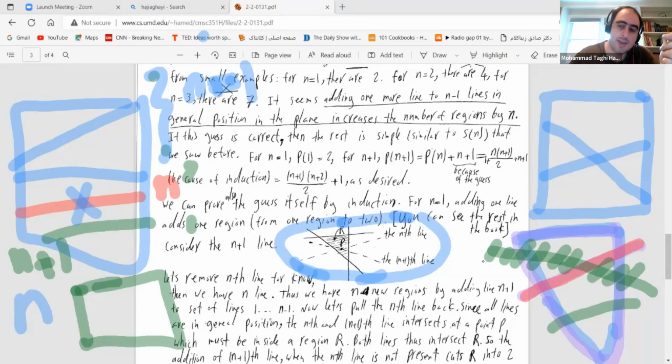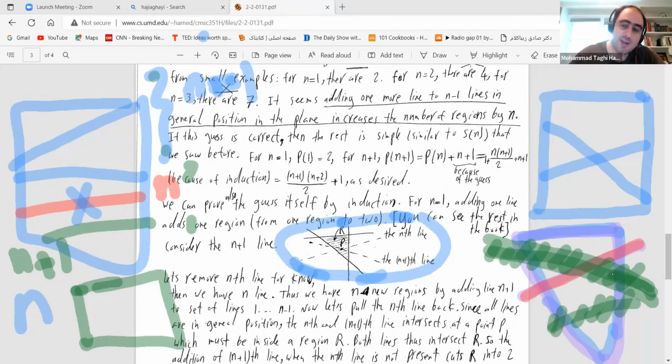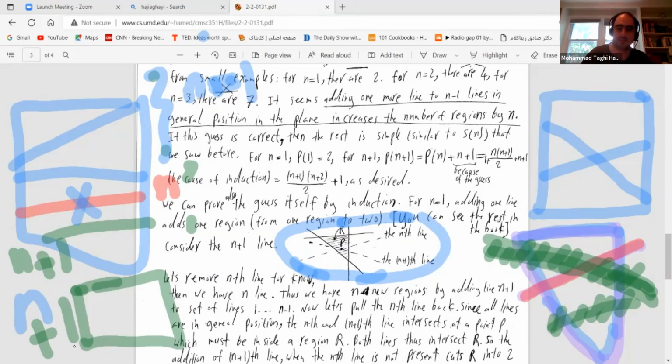Good. But now that they are intersecting, let's consider this one, where these lines are intersecting each other. Then how many regions do we have? 4. 4, correct? So in this region where they are intersecting, instead of each of them adding one more region, one more region will be added. Correct? So then we will get this n+1 that we want. That's it.